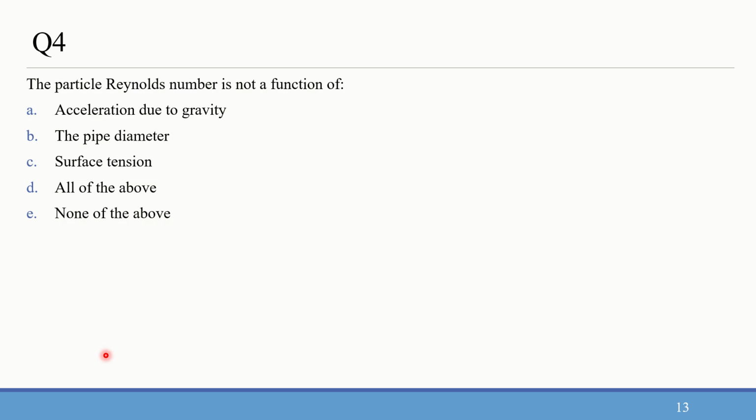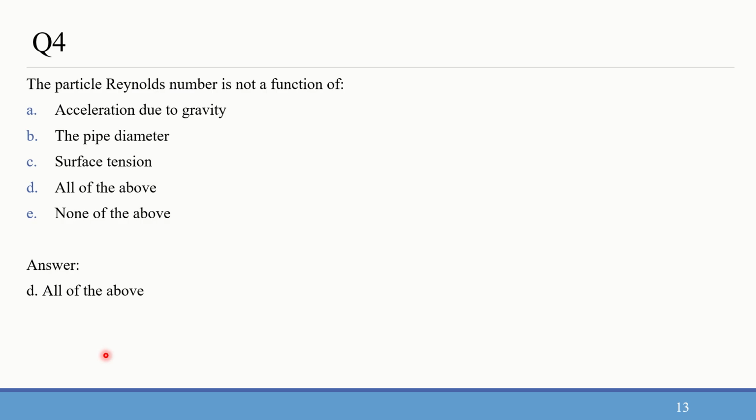It is not pipe diameter. Whenever we are talking about particle Reynolds number, it is particle diameter. So option B is also false. Finally, we have option C, surface tension. Surface tension is also false. So all of the above is the right answer, option D.